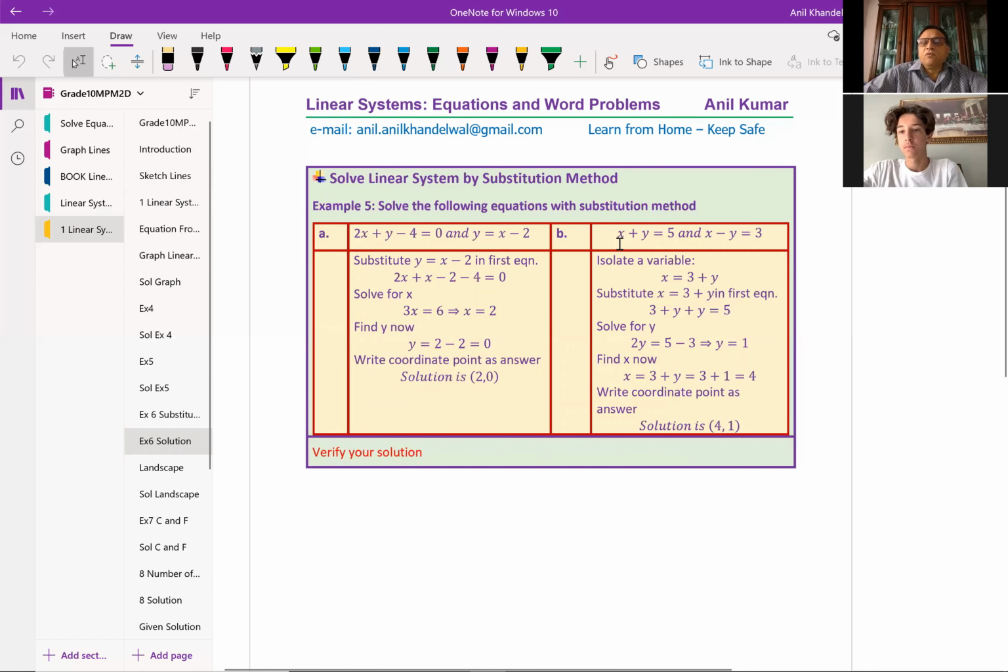In part B, we had the equations x plus y equals 5 and x minus y equals 3. Now it is your choice to isolate one of the variables. So we thought it easier to isolate x from the second equation. So we wrote x equals 3 plus y, substituted that value back in the first equation, solved for y and then x, and we got our solution as (4, 1). It's a good idea to check your solution also. If you substitute the values 4 and 1 here, 4 minus 1 is 3, it works. 4 plus 1 is 5, it works, right? So that is how you could also check your solutions.